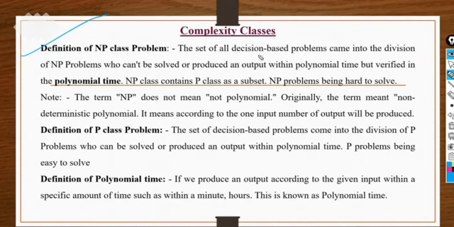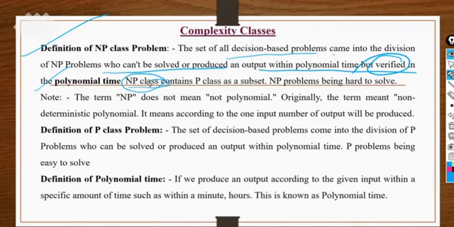It is the set of all possible decision based problems, which we are dividing into those that cannot be solved or produce any output within polynomial time. But the main thing here is that they are verifiable, verified in polynomial time. What does it mean? What is an NP class problem?